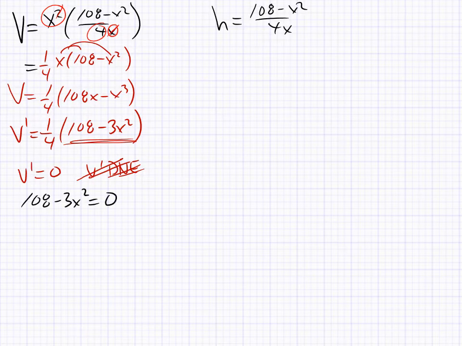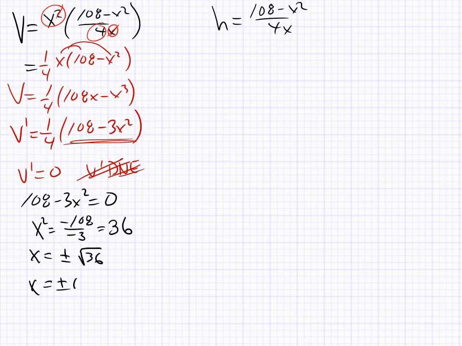And so that'll occur if we subtract the 108 and divide by -3: x squared equals -108 over -3, which would give us, I believe, 36. So x could be plus or minus the square root of 36. So x is plus or minus 6. Now notice this. x could be plus or minus 6. But what was x representative of? It was representative of the box's base dimension.